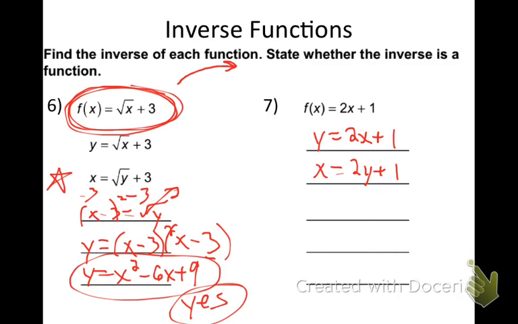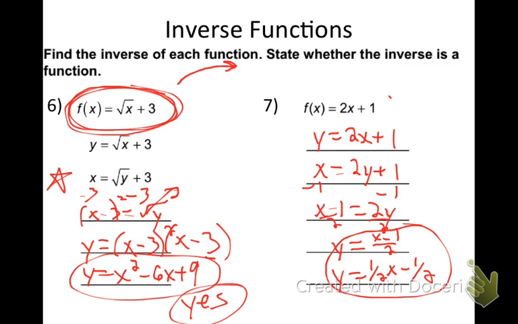Switch it over. We just did that. Subtract 1. So I subtract 1. I get x minus 1 equals 2y. And then I would do what, Shanks? Divide by 2. And I get y equals x minus 1 over 2. Or you could say y equals 1/2 x minus 1/2. Both those are acceptable answers.